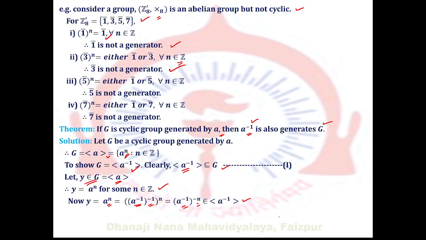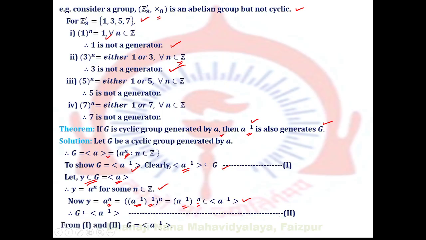So Y belongs to G, and Y also belongs to the cyclic group generated by A inverse. So from that we can say G is a subset of the cyclic group generated by A inverse. So thus here, from 1 and 2, both sets are equal. That is, G is again the cyclic group generated by A inverse. Hence A inverse is also a generator of the cyclic group.